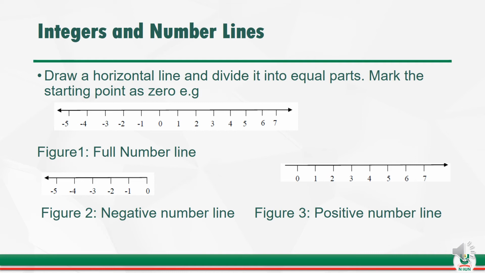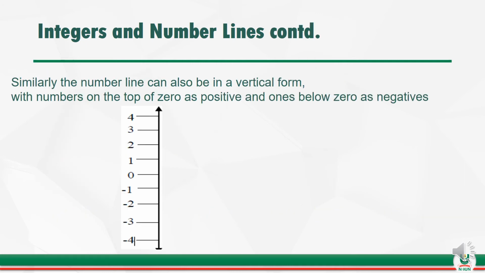Now that is when we have the full number line. Then if you look at figure 2, we have a negative number line. You can see it from 0 towards the negative side, and it's becoming lesser. Then when you come to the positive numbers, the more it moves from 0, the more the positive number becomes. It's becoming bigger and bigger. Now, we don't normally present a number line only horizontally. We can equally present it vertically, as you can see from this slide.